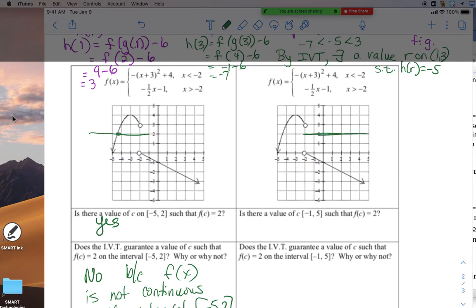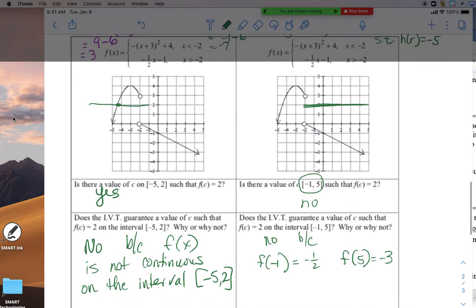All right, let's take a look at this one. Now check the interval. This was -1 to 5. Is there a place that the graph crosses at 2? No. This is a no. All right, Dylan, I overheard your conversation and you had a wonderful explanation. Can you fill us in on what you said? I said no. IVT does not guarantee a value of c because f of -1 and f of 5 are less than the value given, so it isn't in the range. Right, there you go. Okay.